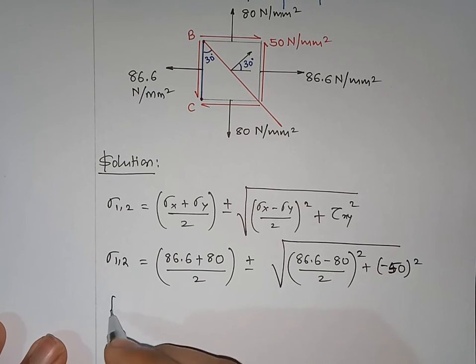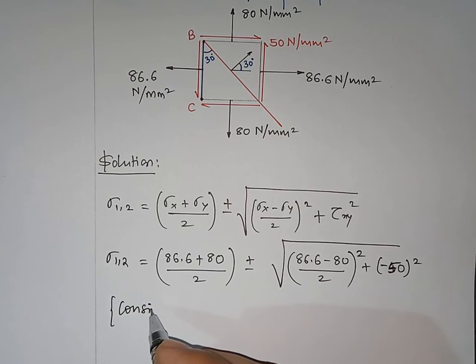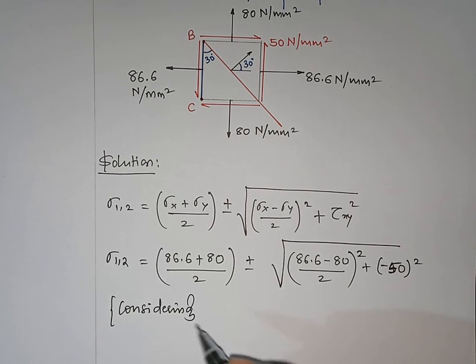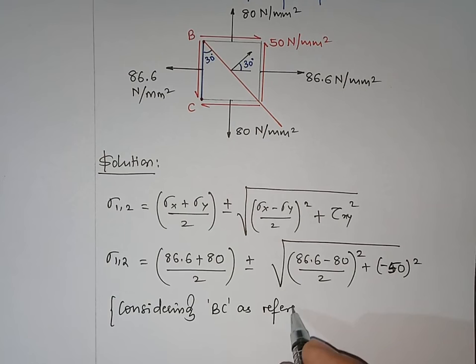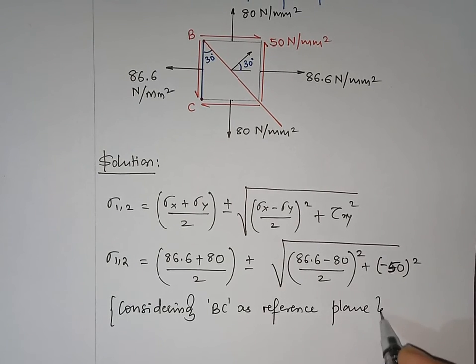in bracket I'll write here considering BC as reference plane, right? So this is important because in some textbooks you may take some other reference plane and you may take it as plus 50, right? So you should be very careful.